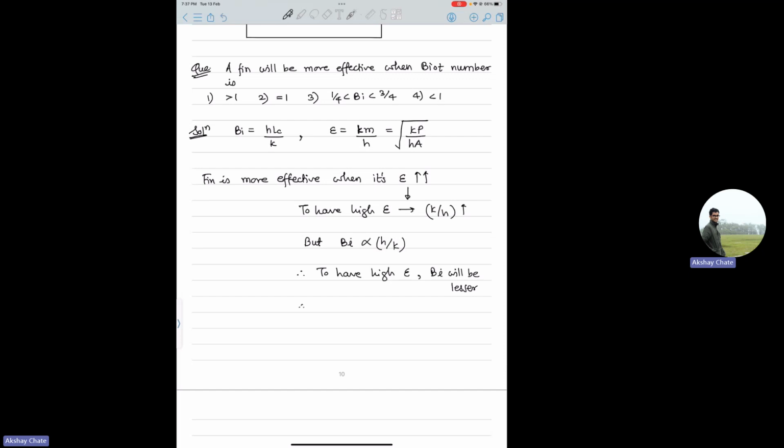So therefore, a Biot number less than 1 will result in higher fin effectiveness, because that's the only option that makes sense, right? Otherwise, all other options are on the other side. So this is the correct answer. Last option, fourth option.